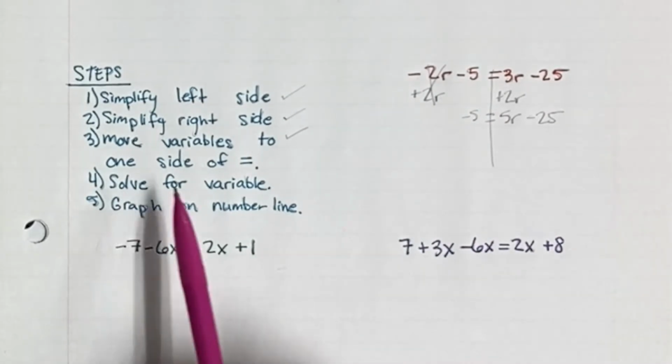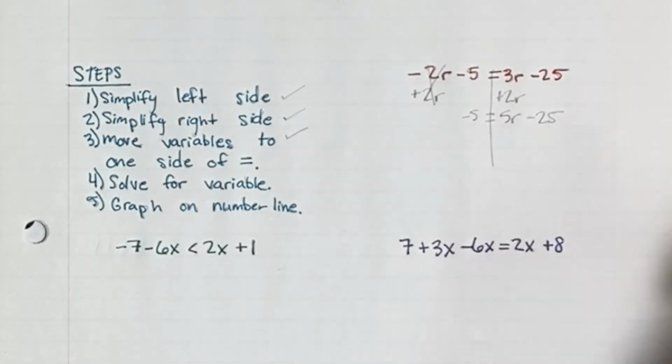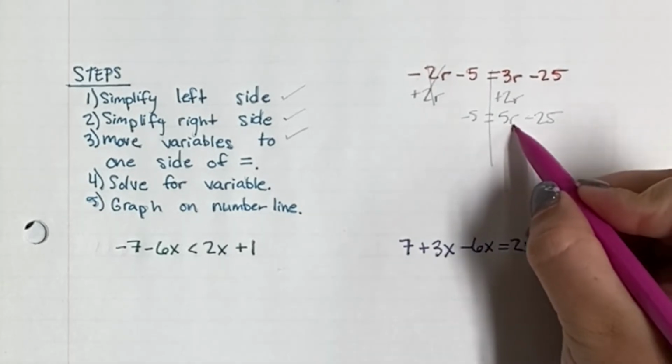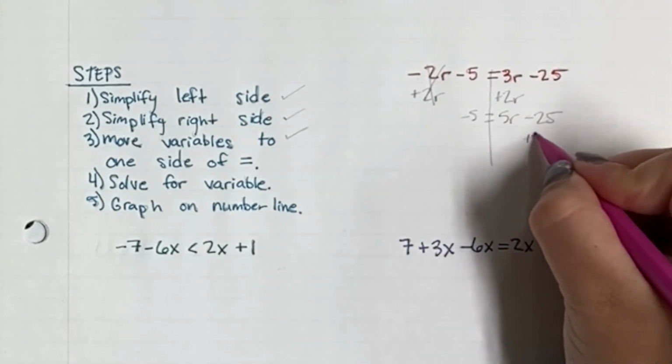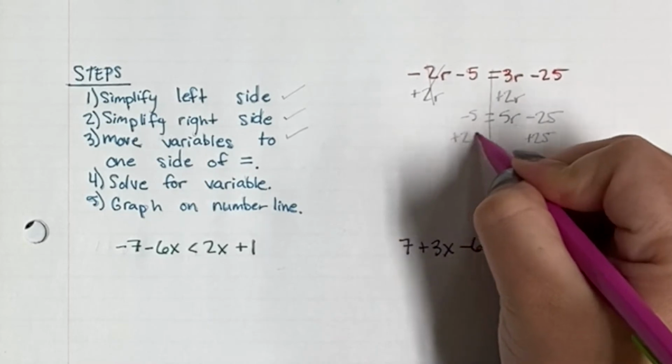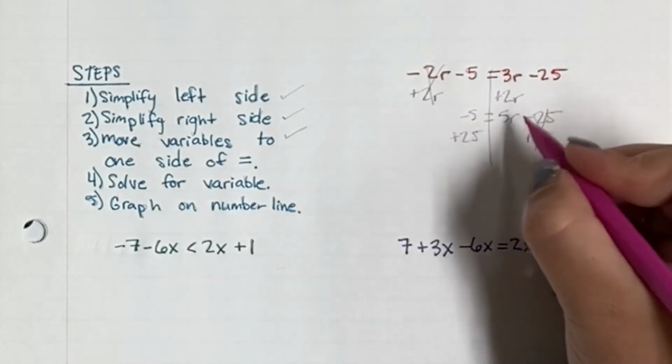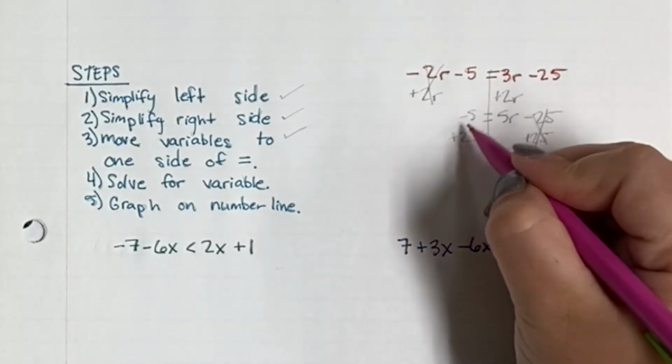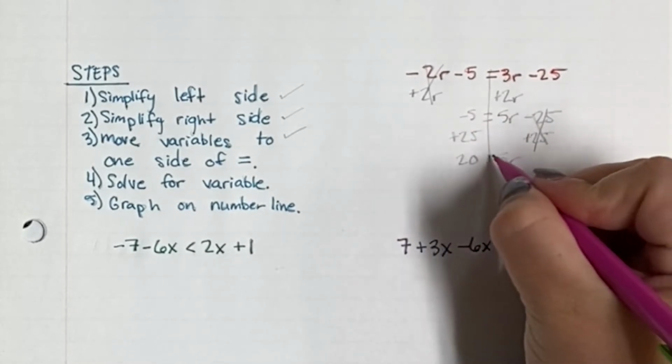Step number 4 says solve for the variable. So you'll notice this is just a 2-step equation now. I want to solve for r. In order to do that, I need to move this 25 by doing the opposite of adding. Then 5r drops down. Negative 5 plus 25 is positive 20.